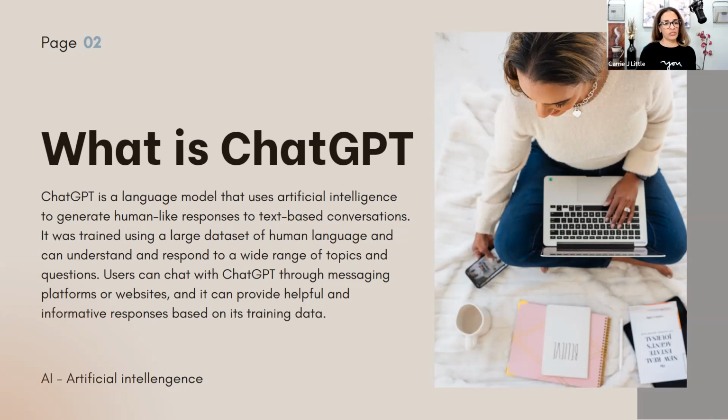ChatGPT, I might as well talk slow, is a language model that uses AI, artificial intelligence, to generate human-like responses to text-based conversations. It was trained using a large data set of human language and can understand and respond to a wide range of topics and questions. And let me tell you, I think it's passed like the bar exam. It's passed something. Users can chat with ChatGPT through messaging platforms or websites, and it can provide helpful and informative responses based on its training data.